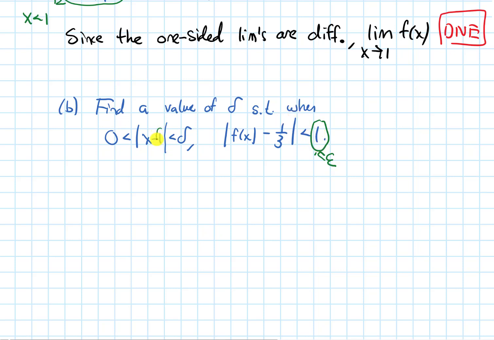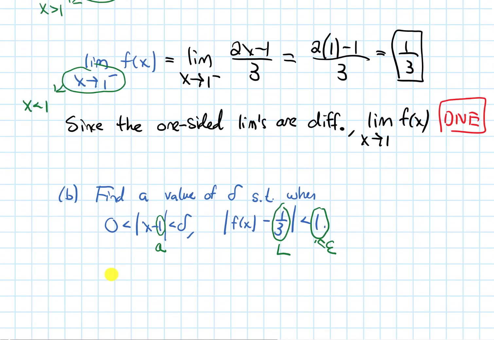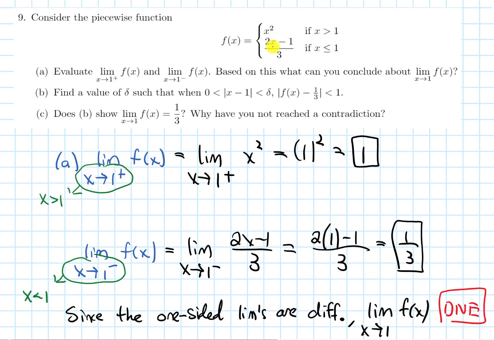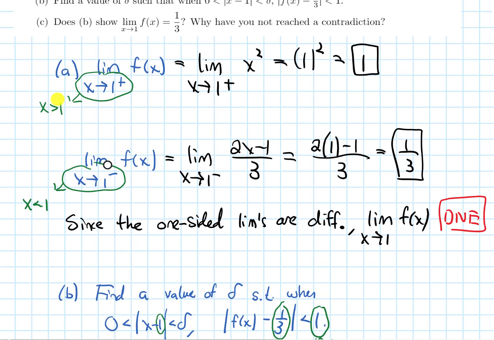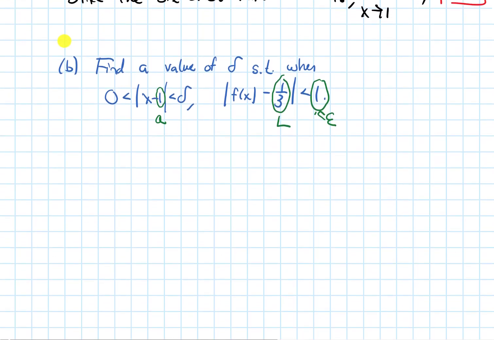So this number that goes with x over here is a. So a is going to be 1. And then this number over here, this 1/3, that's L. Okay, so one thing that's going to help us in problems like this is to draw a picture, to draw a picture of our function, which is this piecewise function. So let's first draw a picture of x squared and the bottom piece. And then we'll put it together as this piecewise function.